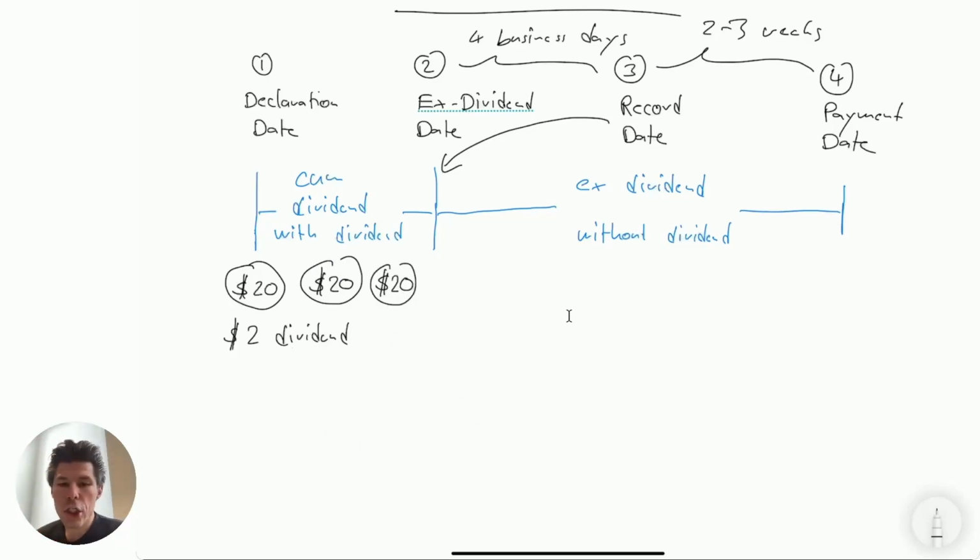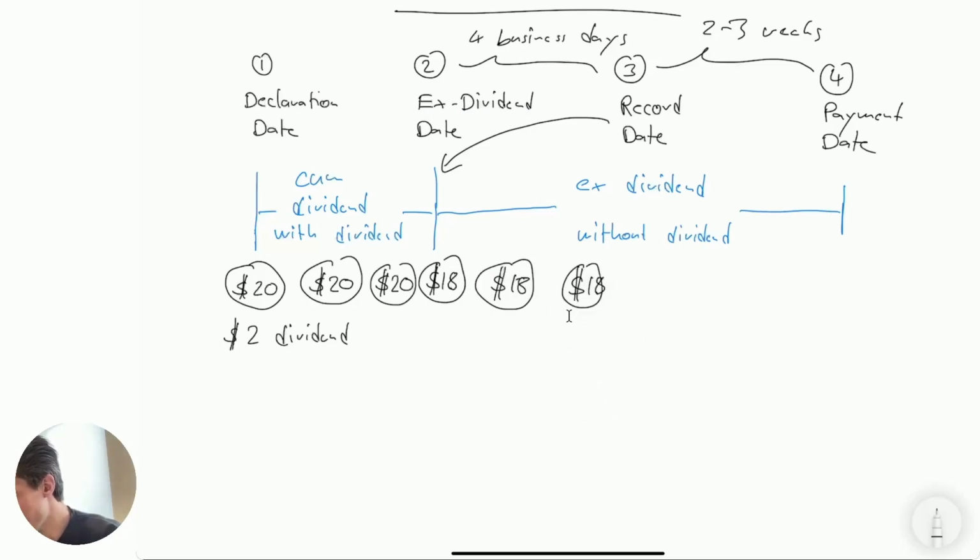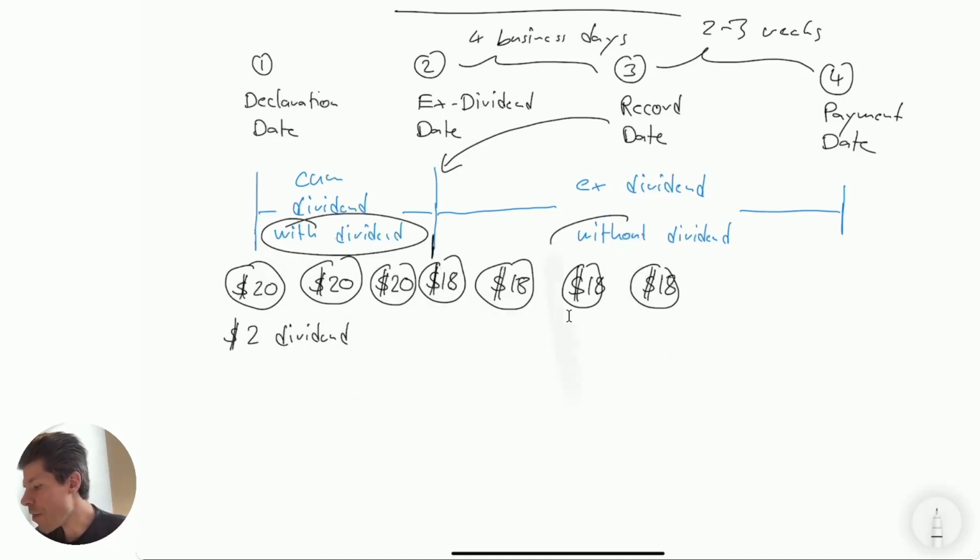If you buy a share on the ex-dividend date, you are not entitled to the $2 anymore, which means your share price directly drops to 18 because you are not entitled. So your share is worth $2 less than before the ex-dividend date, because here those shares are traded with dividend, and here on and after the ex-dividend date they are traded without dividend. So this is reflected in the share price directly.